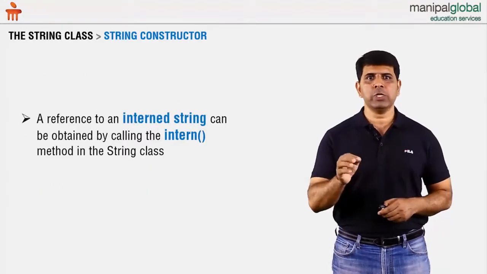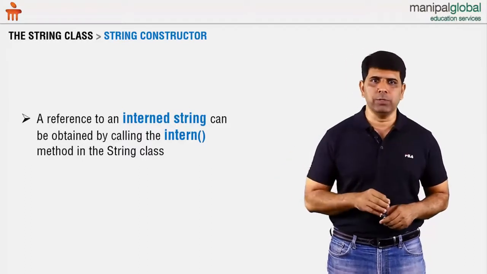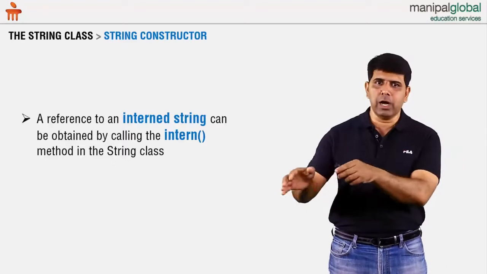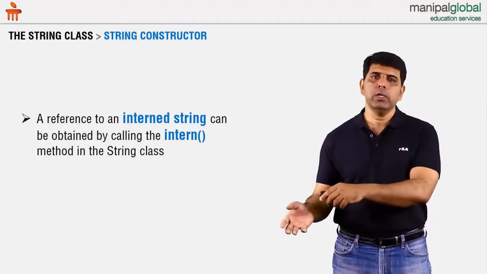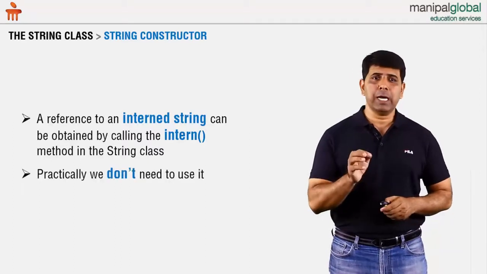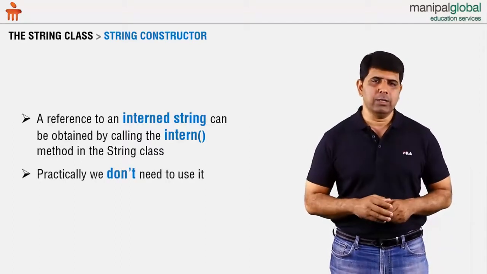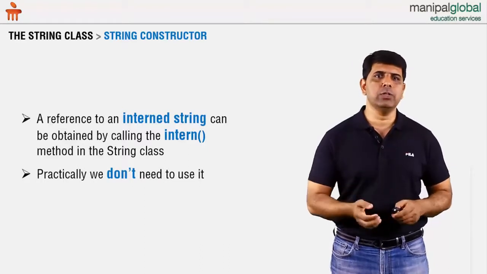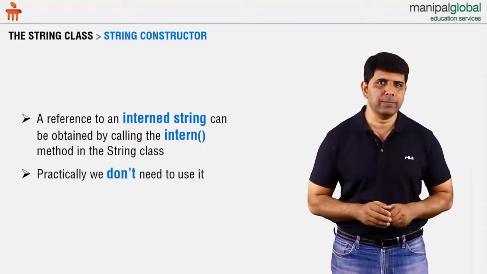So a reference to an intern string can also be obtained. That means if an object like the previous one is not in the string pool, you can bring it to the string pool using the intern function. Practically, we don't use this at all because most of the time we use double quotes. We generally don't use the new String constructor.